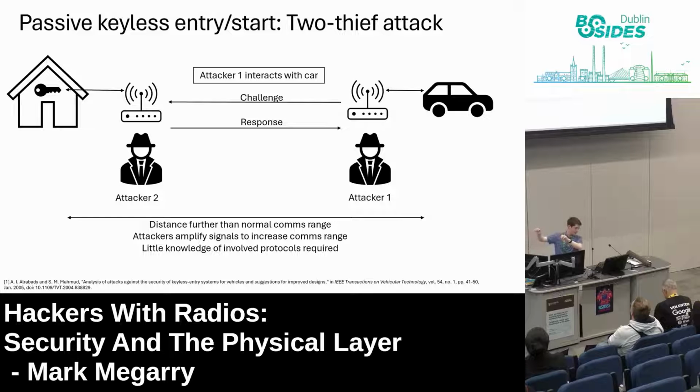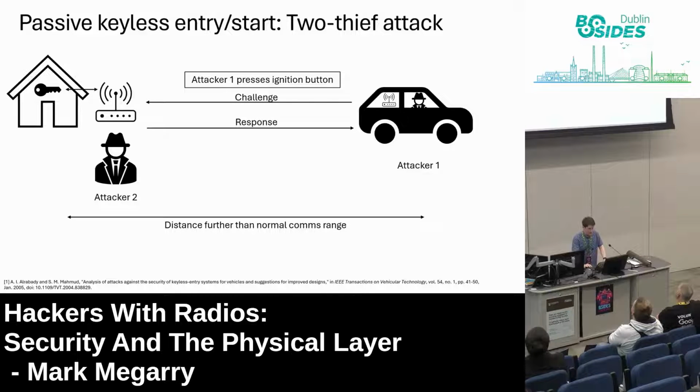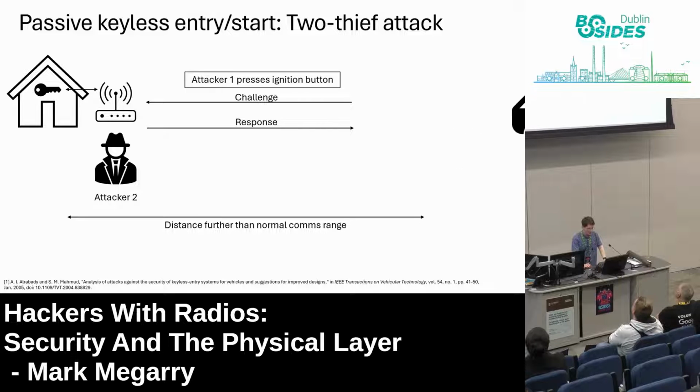The key calculates the response, sends that back to the attacker who's close by. He forwards that onto the attacker next to the car, who forwards the message onto the car, and the car unlocks. So we've essentially destroyed the assumption that the distance this can be done over is very short. So then the attacker next to the car gets in, they can repeat this attack, and attacker 1 is away with the car.